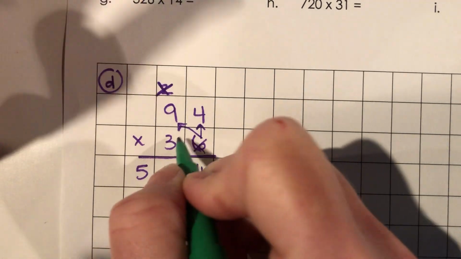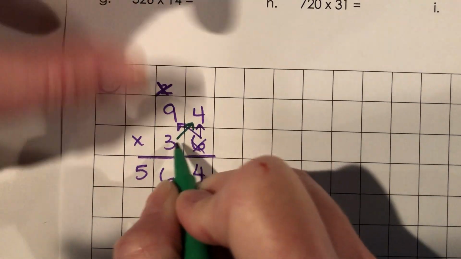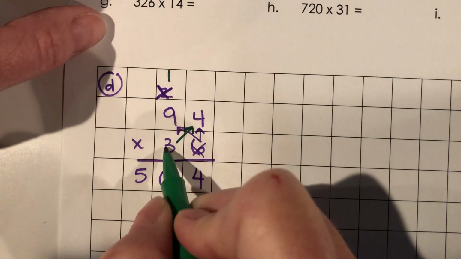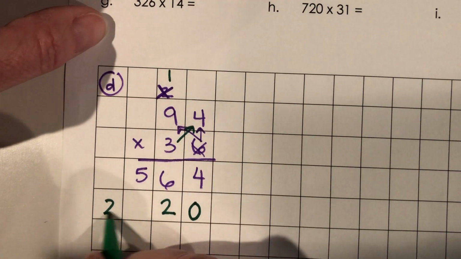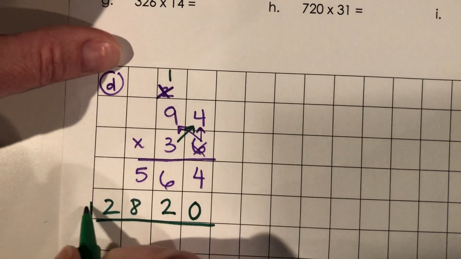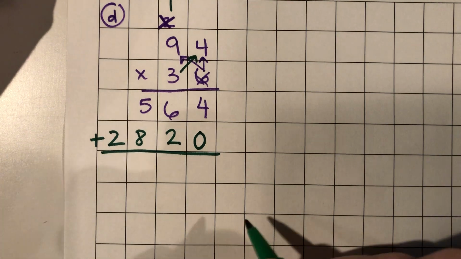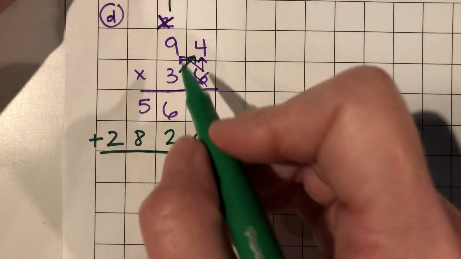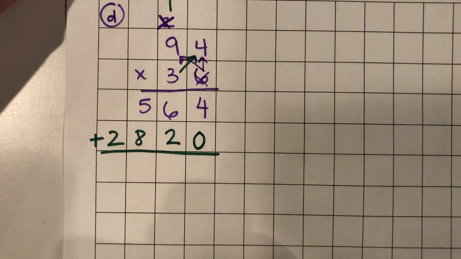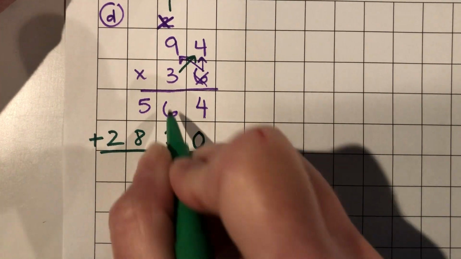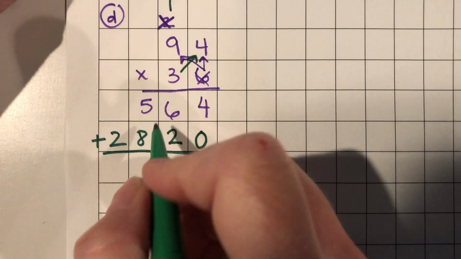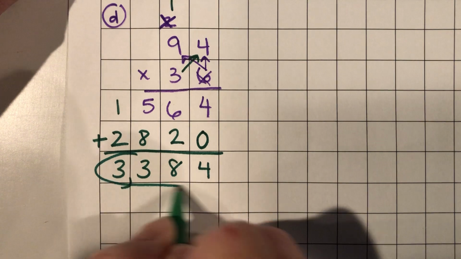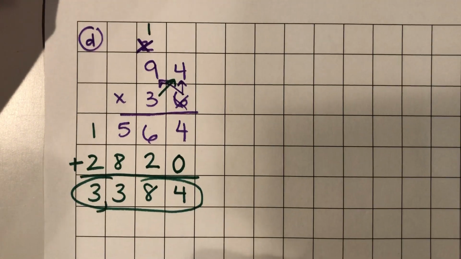So put that. And now go ahead and do 3 times 4. 3 times 4 is 12. So I'm going to write my 2, carry my 1. 9 times 3 is 27 plus 1 is 28. And now I can add these together. The most common thing I see is people take 564 plus 282. It's not. It's not 94 times 3. It's 94 times 30. 4 plus 0 is 4. 6, 7, 8. 8 plus 5 will give me 13. And 2 plus 1 is 3. So 3,384 is what you got.